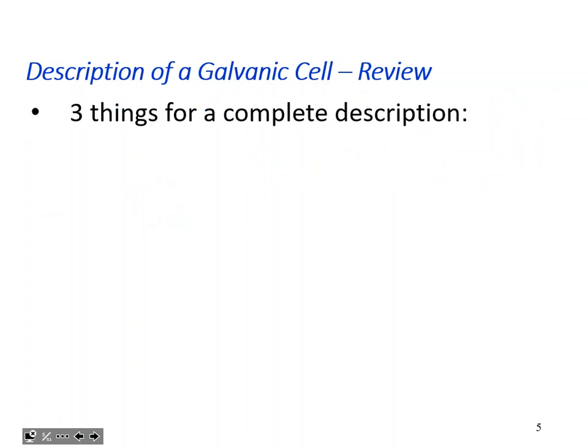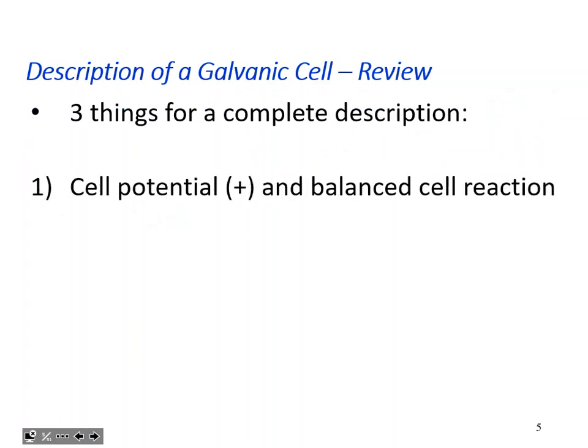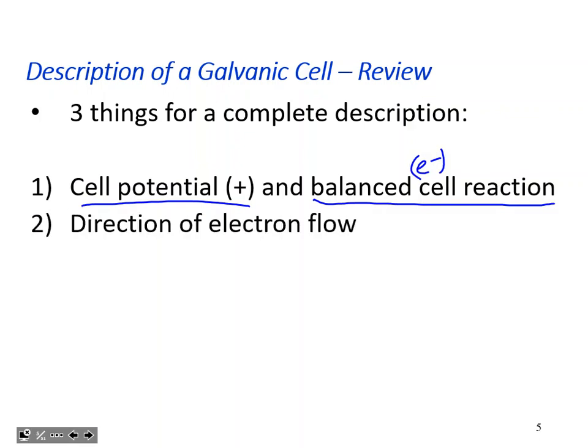Couple other things, 3 things for a complete description. Cell potential has to be positive for a galvanic cell, kind of define that. And you have to have a balanced overall cell reaction, and this is going to be based off of the electrons, right? You balance it off of the electrons. Second part here, direction of the electron flow, don't forget. Direction of the flow is going to be anode to cathode, always. That's how the electrons flow from the anode to the cathode.